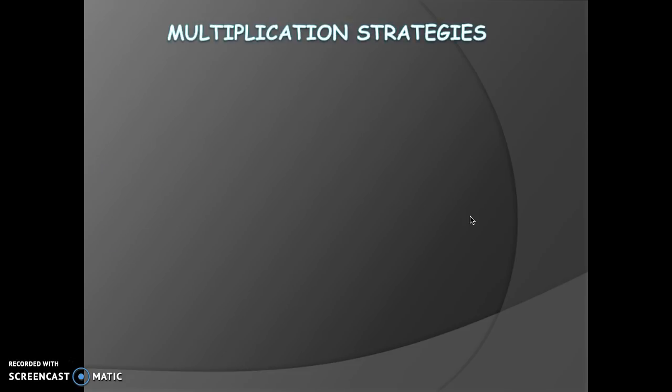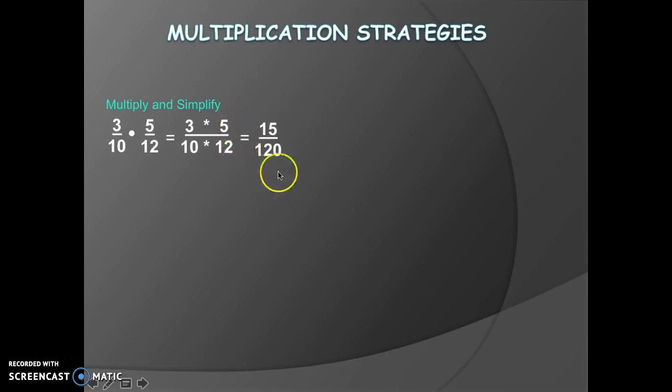Okay, let's look at this some more. If I first multiply and then simplify, I multiply my numerators, I multiply my denominators, and I would have 15 on top, 120 on the bottom. Then I would have to simplify that. Well, those are some big numbers to work with, but if I divide the top by 15 and the bottom by 15, I would get 1/8. Just trust me on that.